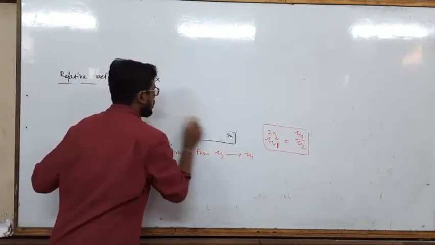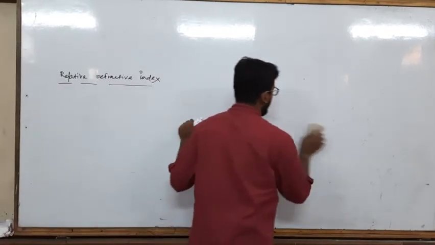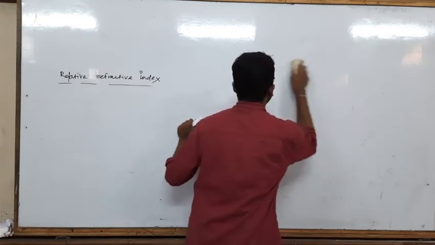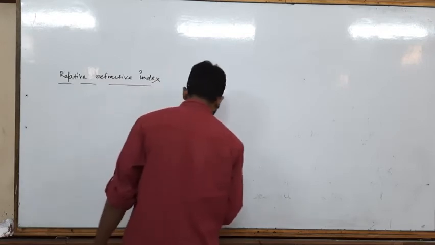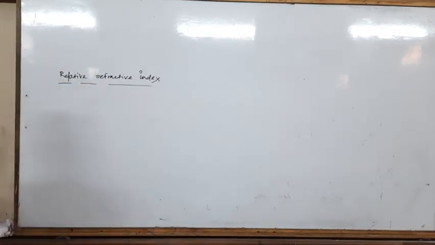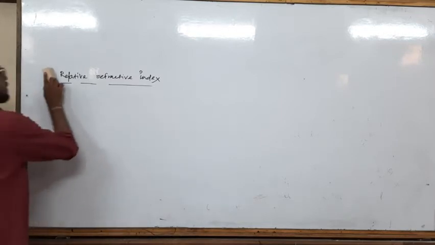So absolute refractive index is specifically the refractive index with respect to free space, but in case of relative refractive index, the two mediums are different. It is not necessarily that one of them will be free space. Clear? So next we have to study laws of refraction.